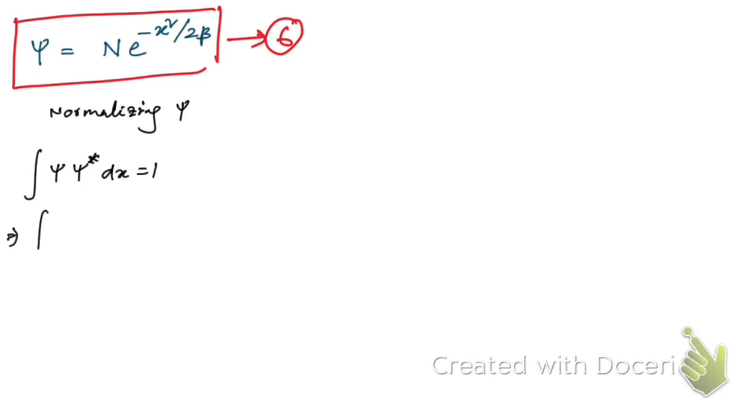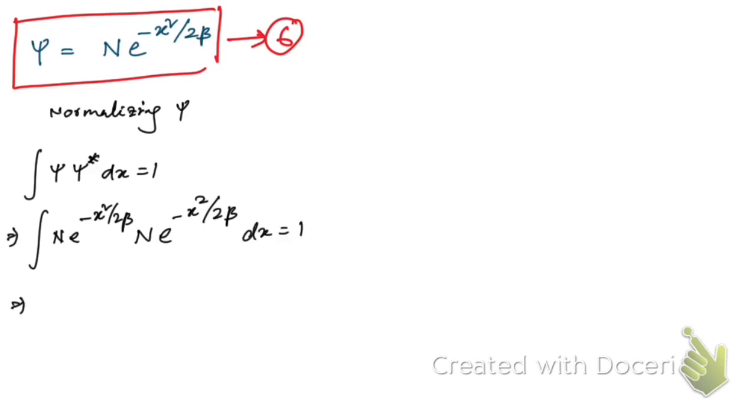So let's put the value of psi here, that is N e to the power minus x square by 2 beta, and psi star is also the same, N into e to the power minus x square by 2 beta, as we are not getting any complex number. Okay, so the integral of psi star psi dx is equal to 1. That's what we're going to have.